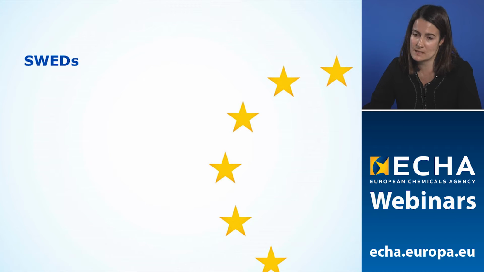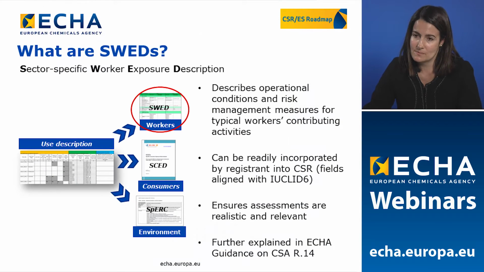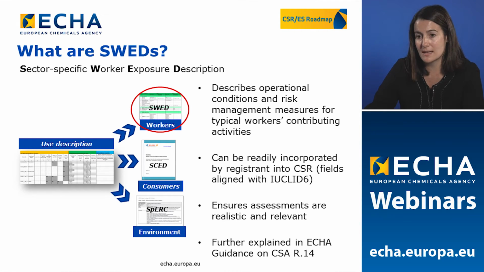Now let's move to the first exposure assessment input template, the one for workers, the SWET. So what are the SWETs? We have said already that they describe typical operational conditions and risk management measures for a worker's contributing activity. The SWET includes a template that can be readily incorporated in the registrant chemical safety report as the fields are aligned with Euclid. This facilitates the transfer of information from the sector's use map to the Euclid registration dossier. Using a SWET as input to the assessment ensures that the assessment is realistic and relevant. Further information on SWETs can be found in the ECHA guidance on chemical safety assessment R14.